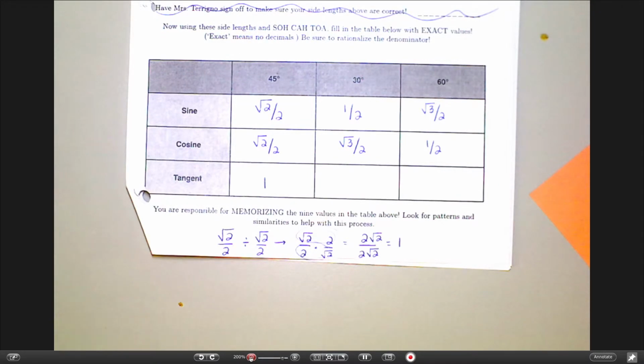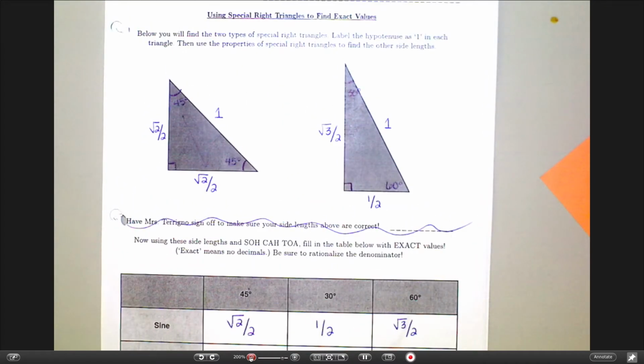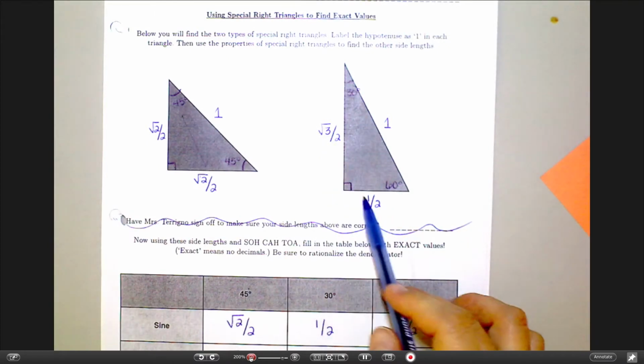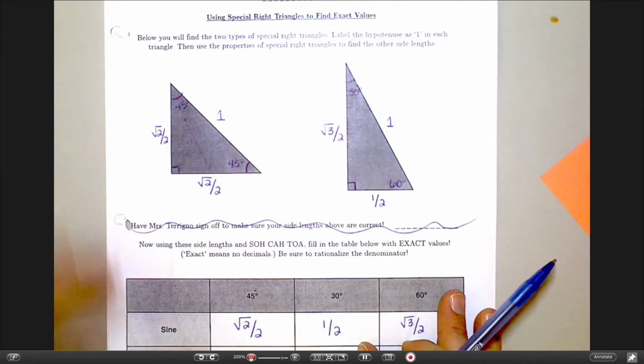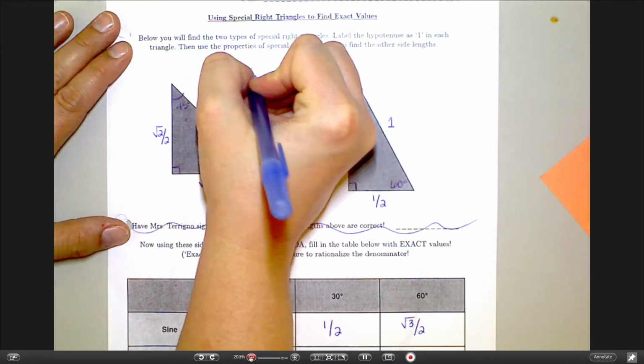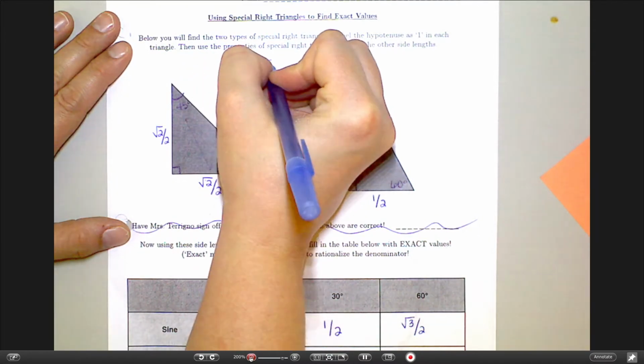Tangent of 30 is the hardest one on this page. Okay, so let's make sure you write this down. Tangent of 30, I would do opposite over adjacent. So I'm doing 1/2 divided by square root of 3 over 2. Again, I would make sure that you're writing this down. Yes, ma'am. Thank you.